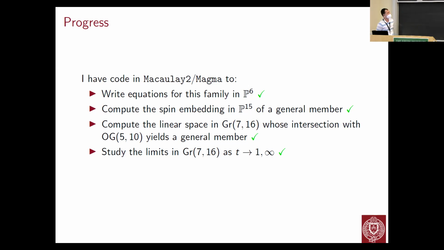Now I had the ideal of my curve in P15, and so I just look at the degree 1 forms there, and that gave me the linear space that I needed for a general curve. And now I can start studying limits, either the flat limits in the Hilbert scheme or limits in the Grassmannian as I approach the specializations.